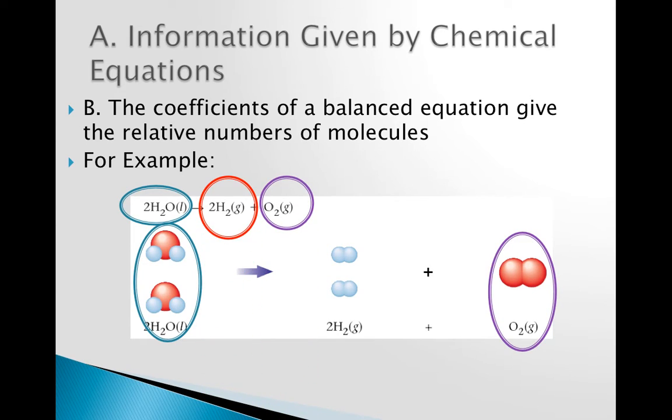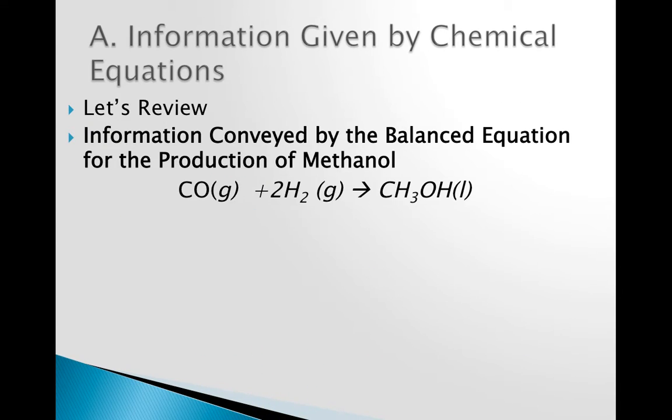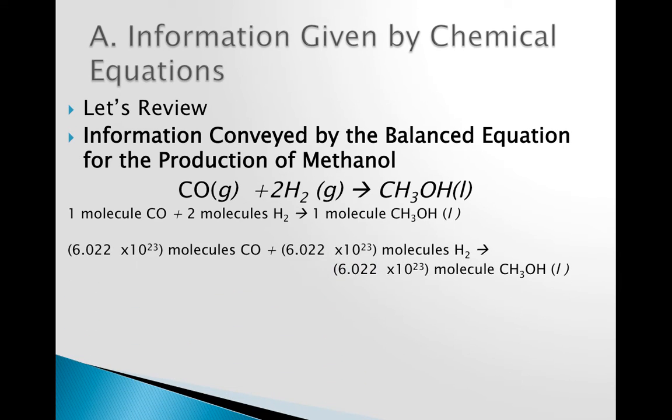Let's review. The information conveyed by the balanced equation for the production of methanol, CO plus 2H2 yields CH3OH. 1 molecule of carbon monoxide plus 2 molecules of hydrogen yields 1 molecule of methanol. And it also can mean the number of moles. So 1 mole of carbon monoxide plus 2 moles of hydrogen yields 1 mole of methanol. So these coefficients can be molecules, particles, molecule numbers, or moles.